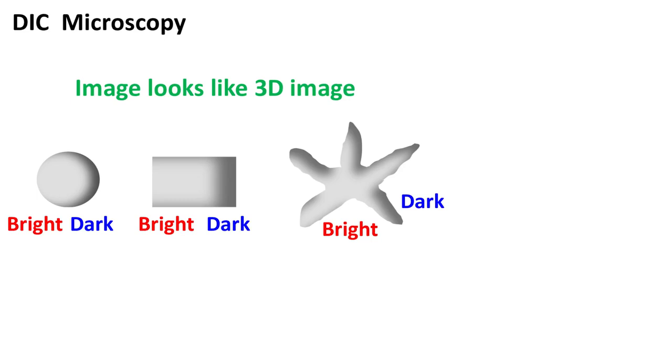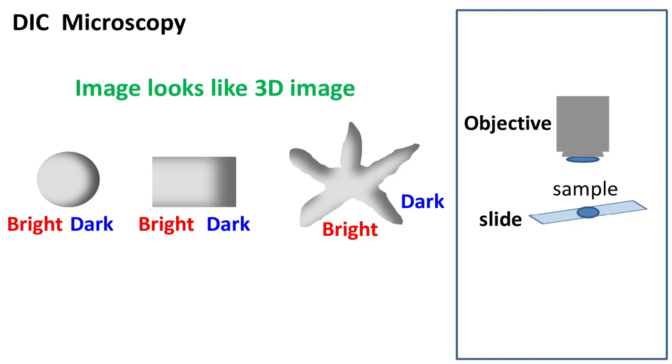These 3D images are not real 3D images, but while looking at the image, it seems that the sample is illuminated from one side while the opposite side remains dark. Now remember, there is no light coming from the sideways. The sample is always illuminated from its bottom. But when the image of the sample is formed, it seems that it has been illuminated from the sideways.